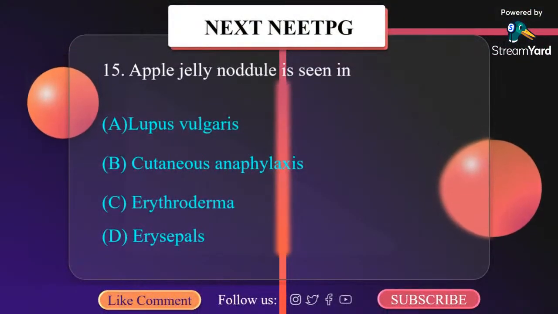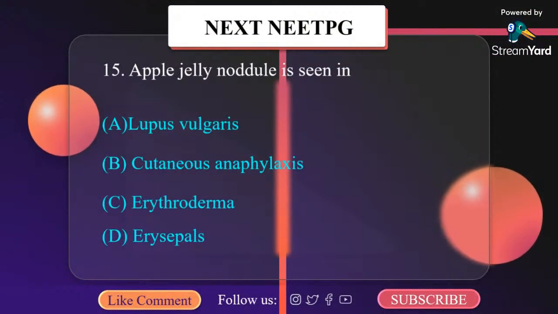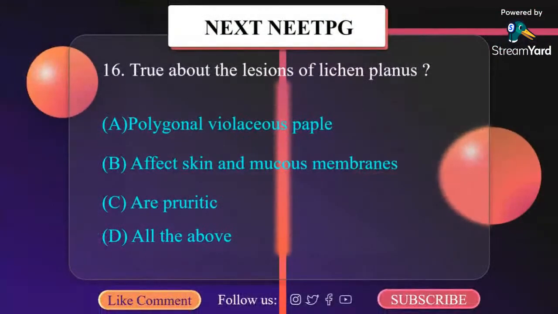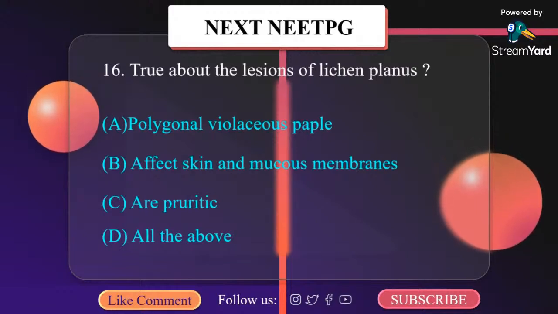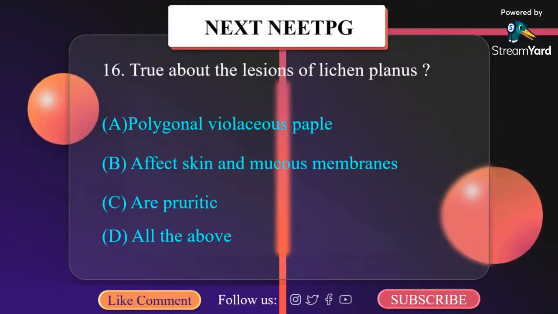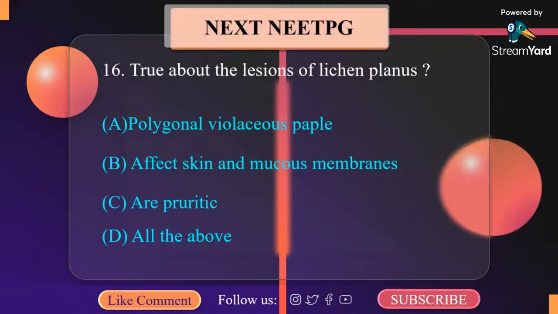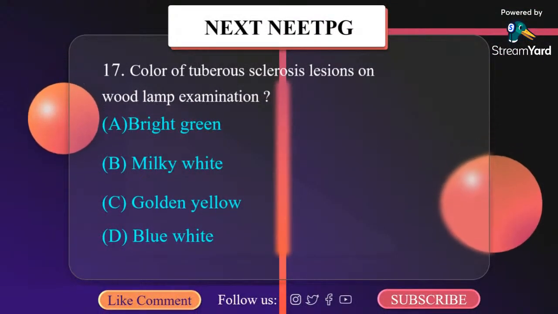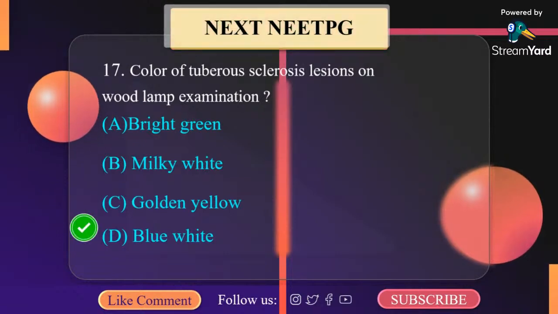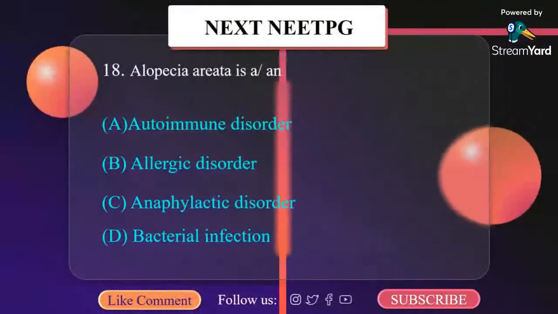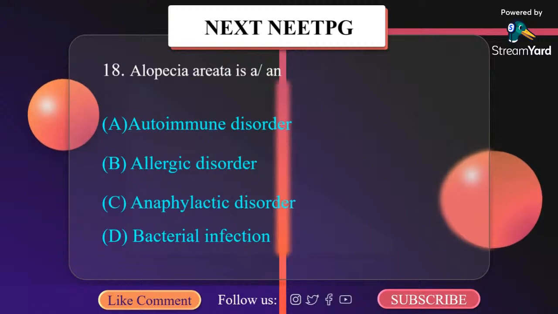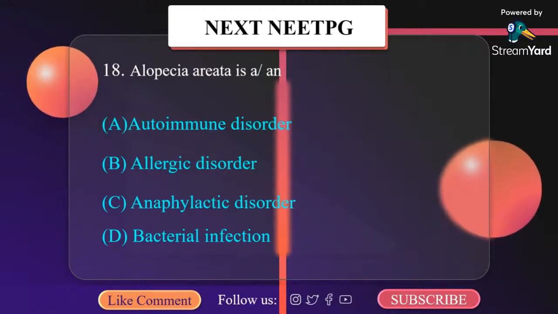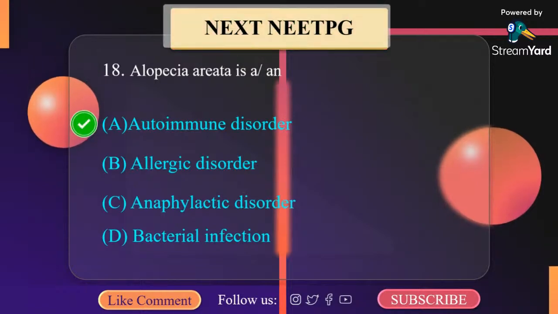Apple jelly nodule. If this question comes, the correct answer is lupus vulgaris. So the correct answer is A, lupus vulgaris. True about lesions of lichen planus: polygonal violaceous papule, affects skin and mucous membrane, pruritic, D. All of them. Color of tuberous sclerosis lesions on Wood lamp examination is blue white. Alopecia areata is A. Autoimmune disorder, B. Allergic disorder, C. Anaphylactic disorder, D. Bacterial infection. It is an autoimmune disorder.